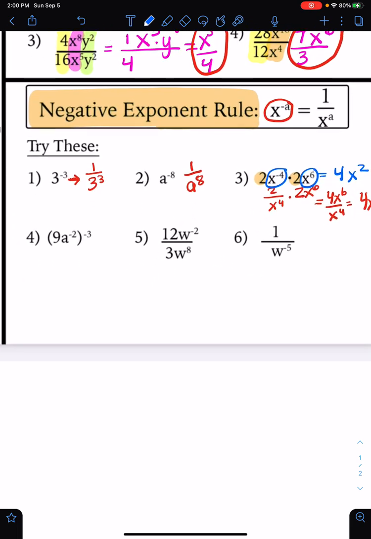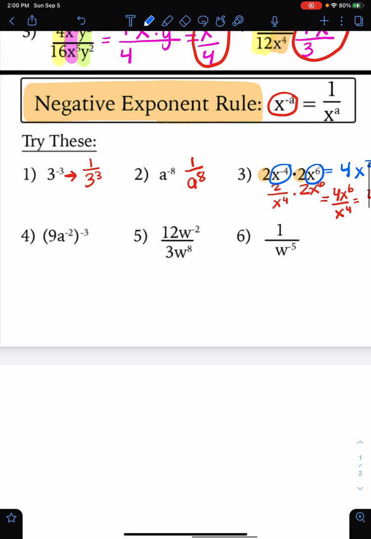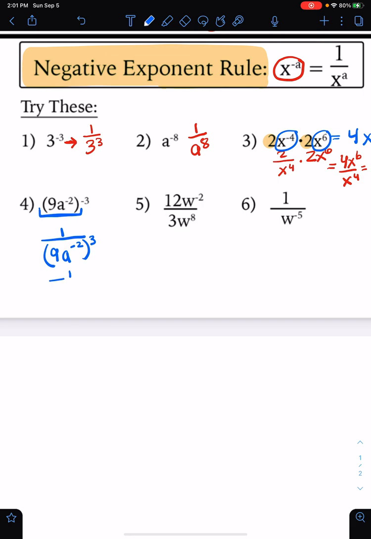All right, if we look at number 4, if we have a big expression here inside parentheses, we can take all of that, put it in the denominator, and change it to positive. This one's actually going to end up being kind of interesting because if I cube the bottom part, the denominator, I'm going to get 9 times 9 times 9, and then I'm going to multiply these, right? That's the shortcut for power of power. So I'm going to get negative 6.